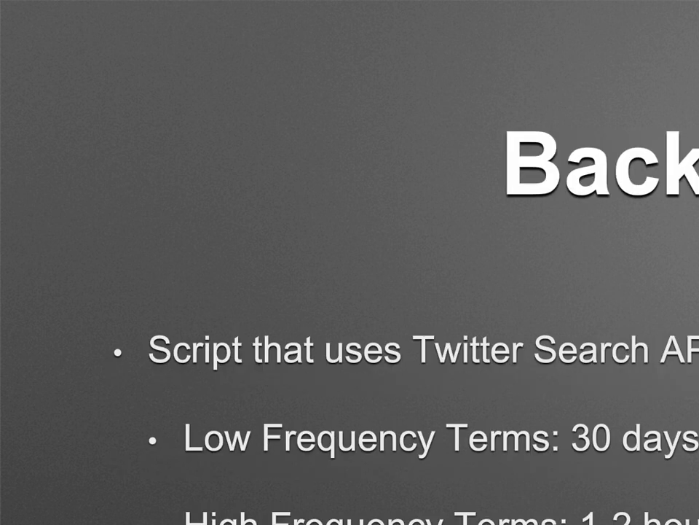Now, for each event, we also use a command line script to submit the same terms that we use on the Streaming API to the Twitter Search API, and we'll search back in time for as many tweets that Twitter will return. For low-frequency terms, the Twitter Search API will usually go back about a month and give you all the tweets that contain that term. And that's often sufficient to capture all the tweets that you might have missed if an event started when we were asleep, for instance. For high-frequency terms, you sometimes can go back only a few hours and not make it all the way back to the start of the event.